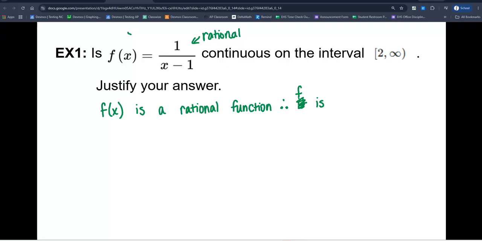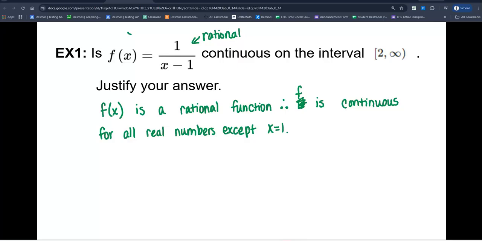So f is a rational function. Therefore, f is continuous for all real numbers except what number? x equals 1, because x equals 1 gives us 0 in the denominator.